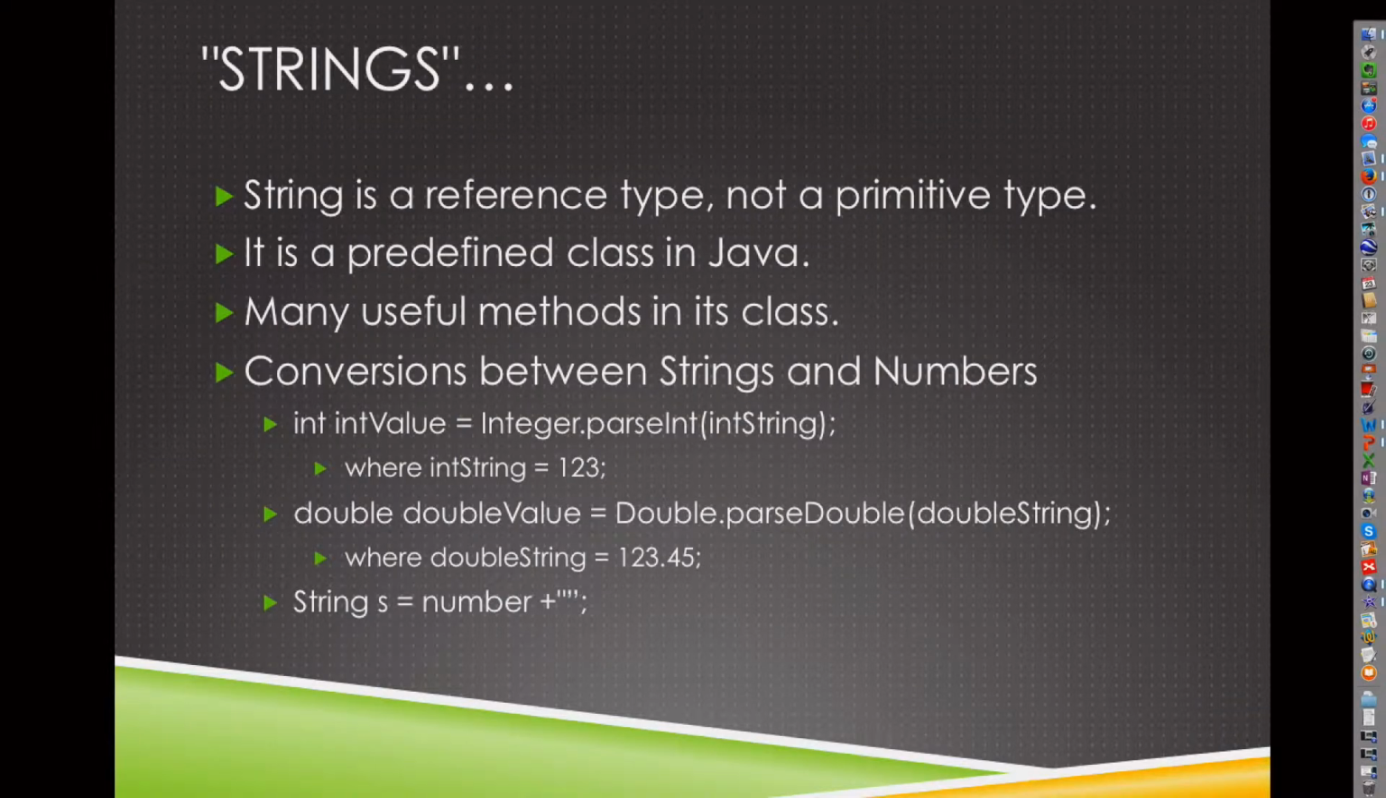String is a reference type, not a primitive type. It is a predefined class in Java, and there are many useful methods that go along with this class that you do not need to know for the first test. What might be useful is the conversions between strings and numbers. You can convert a string into a number using Integer.parseInt or Double.parseDouble. More importantly, to cast a number into a string, all you need to do is add that number to the empty string, which will cast it into a string.